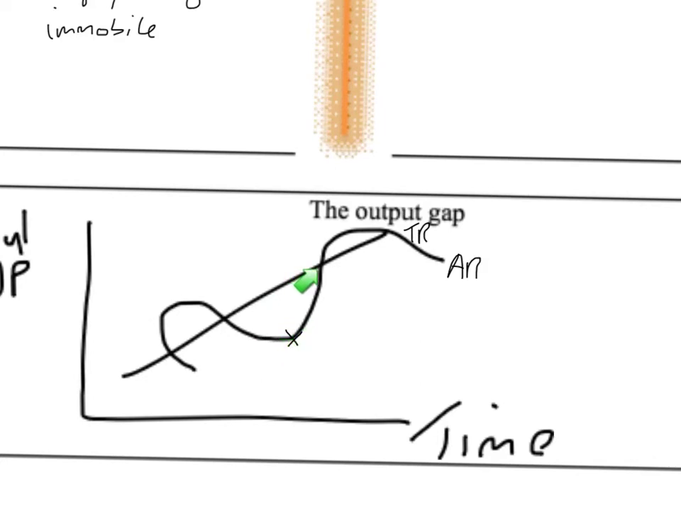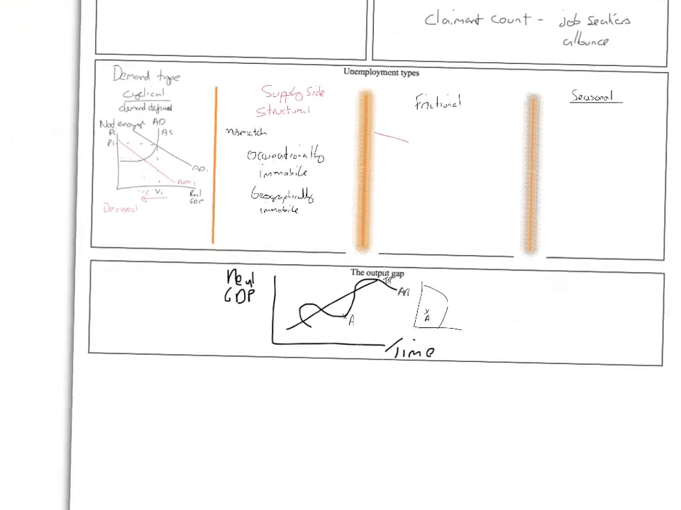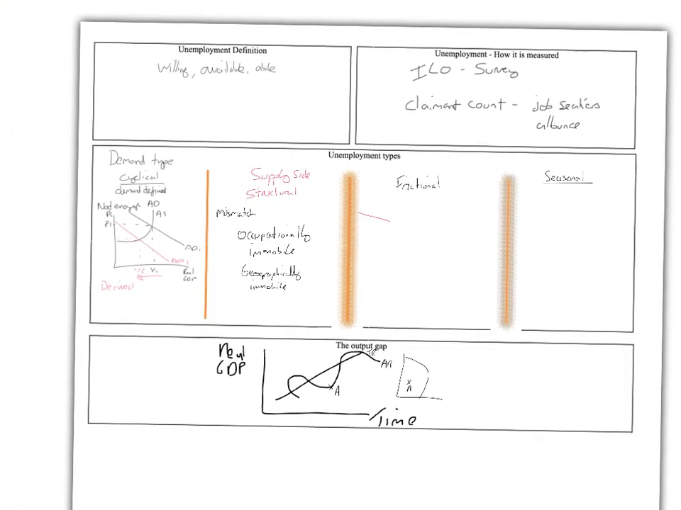Another way to show that diagram would be just the PPF, and to say, at this point A, it's there on the PPF. Obviously you'd label it capital goods and consumer goods. Okay, that is unemployment types in a nutshell. What you need to do is be able to do what I've just done without any help. If you can do that sheet on your own without any help, you're sorted. Brilliant.